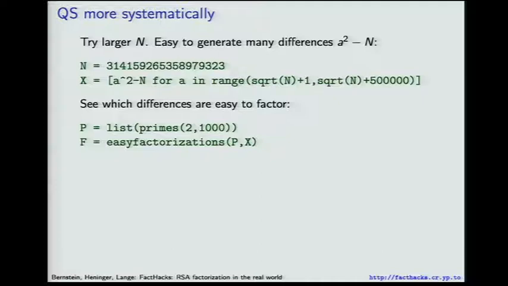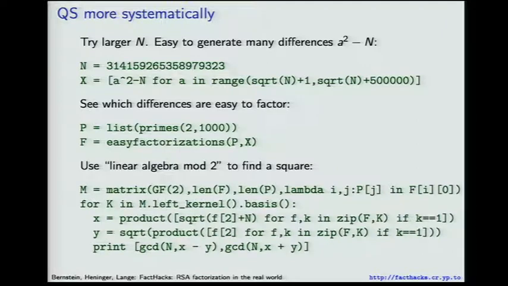But there's a function which you can find on our website, easy factorizations, which looks through the list x. And if it finds numbers that are easy to factor, then it quickly writes down the factorizations using the small prime techniques you heard about. And then makes a list of the easy factorizations, put those into F. And then there's a big chunk, which I won't try to explain, which is called linear algebra mod 2.